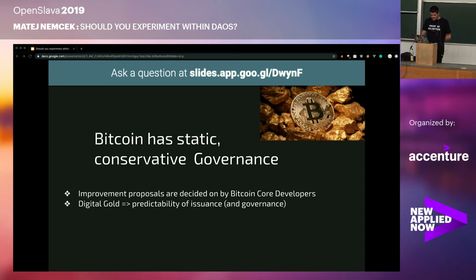So, okay, what's next? The problem right now in the Bitcoin world is that any of the improvement proposals which are designed on the Bitcoin Core GitHub are only implemented by Bitcoin Core developers, and then you need to wait for miners to vote for your proposal. So it's a pretty tight process, and it's the bottleneck of the governance of the whole Bitcoin.